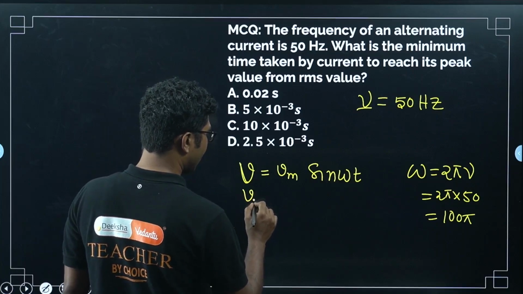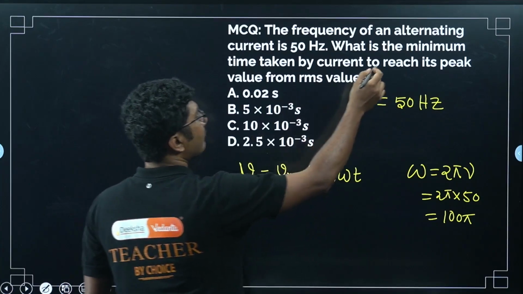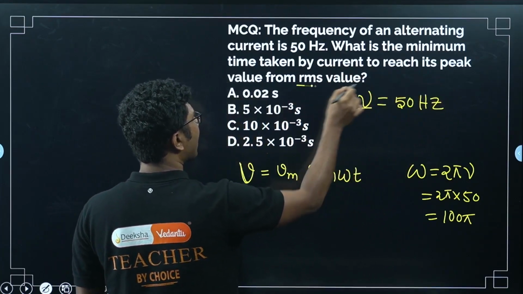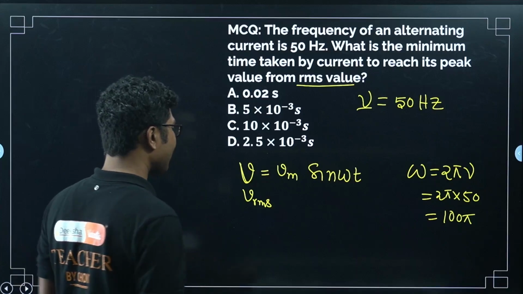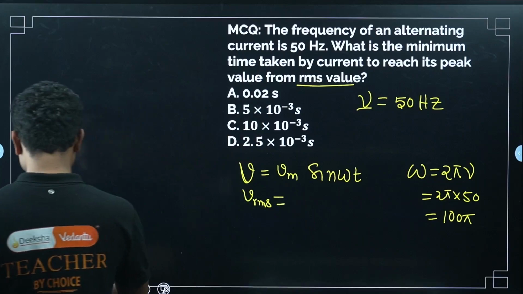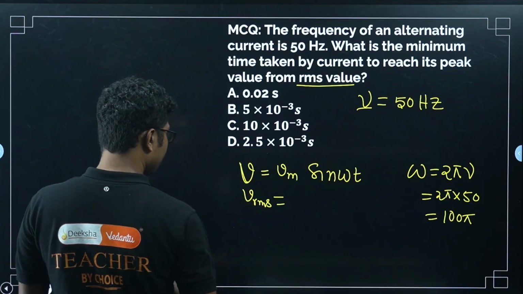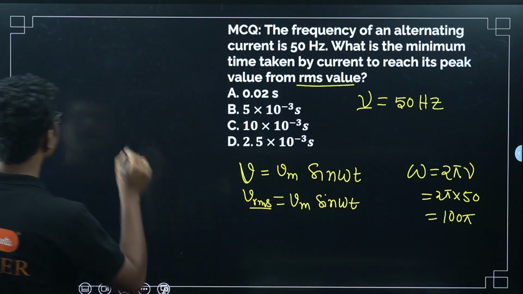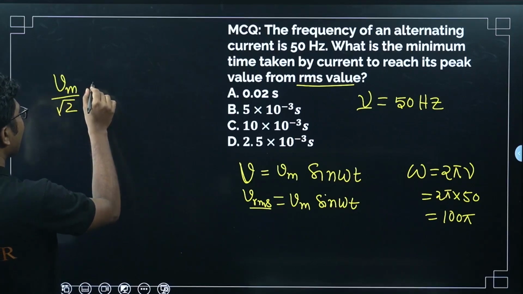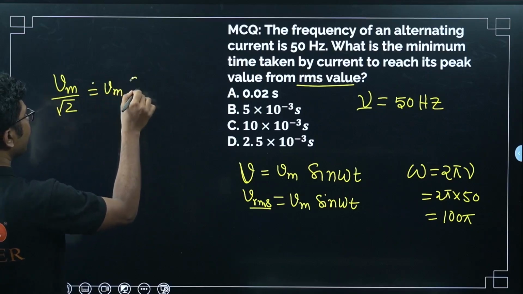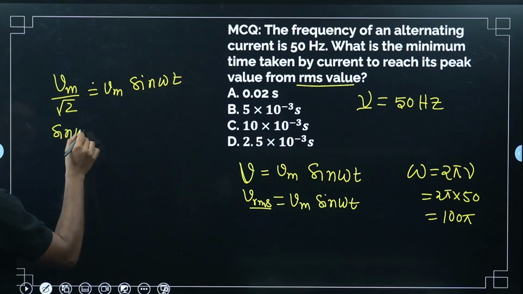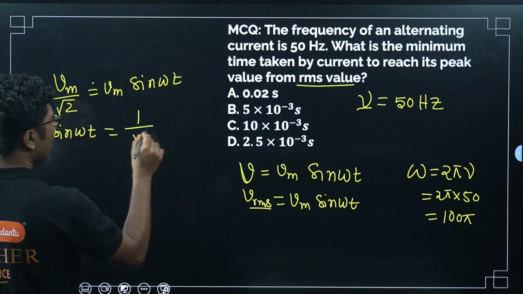So this is basically VRMS. Initial value is VRMS, right? The minimum time required for the current to reach its peak value from the RMS value. So initial value is VRMS, and you are trying to reach its peak value, right? Now what is VRMS? We already know VRMS is nothing but Vm by root 2, and equals Vm sin omega t. So sin omega t is nothing but 1 by root 2.